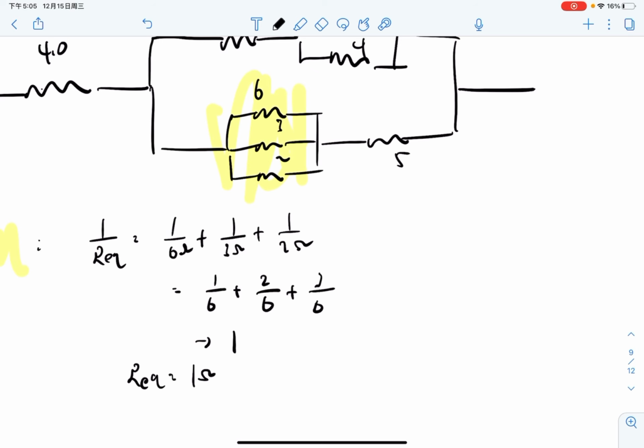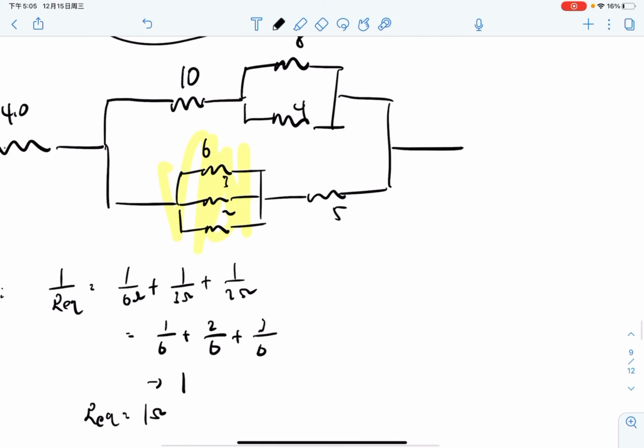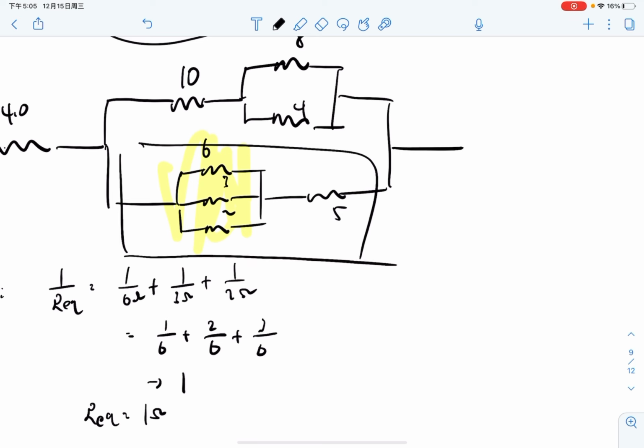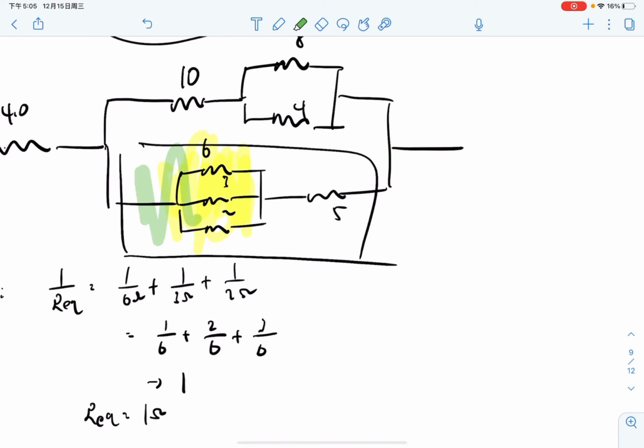And now for this two, we know the equivalent of the yellow part, and we want to find the equivalent for the total green part. So we just need to add 5.